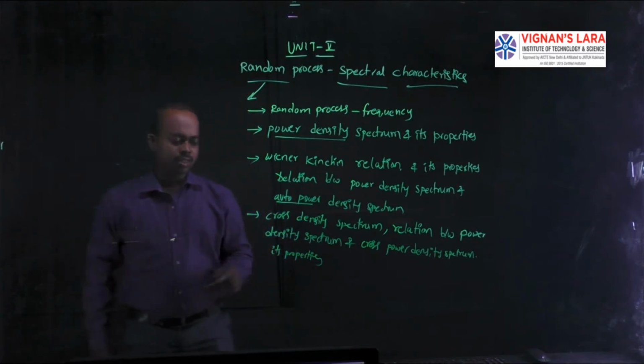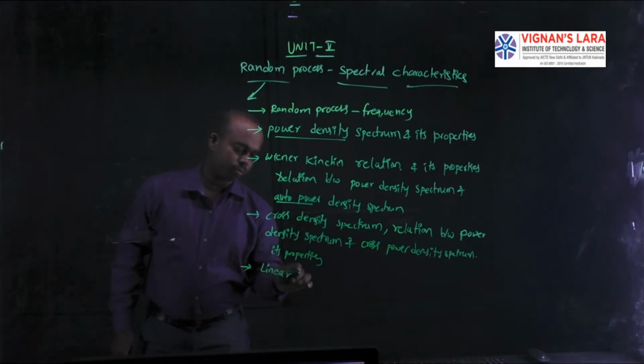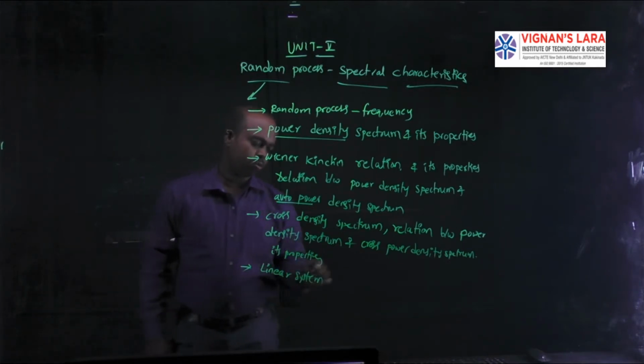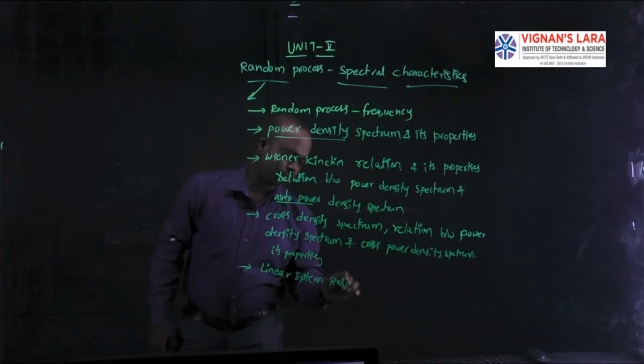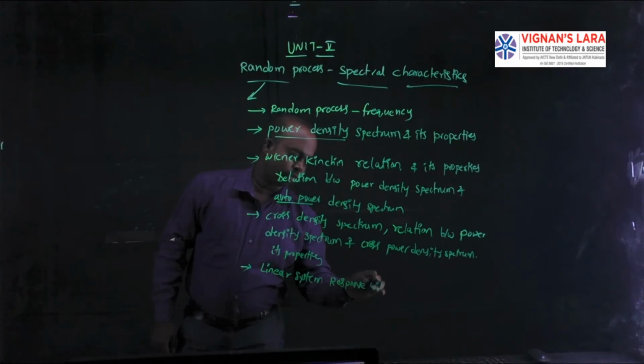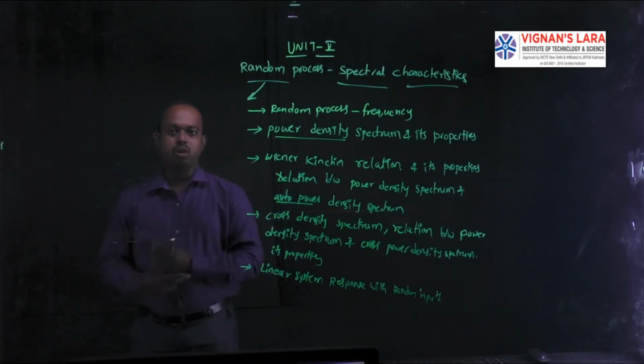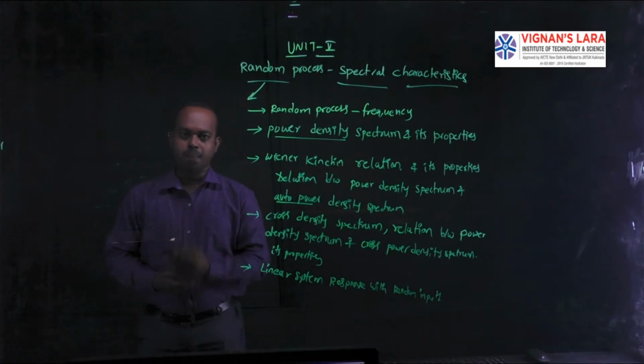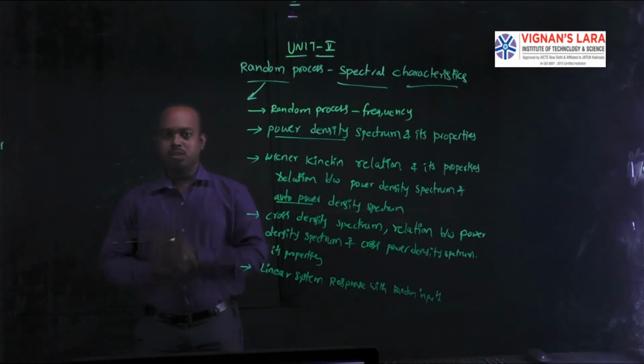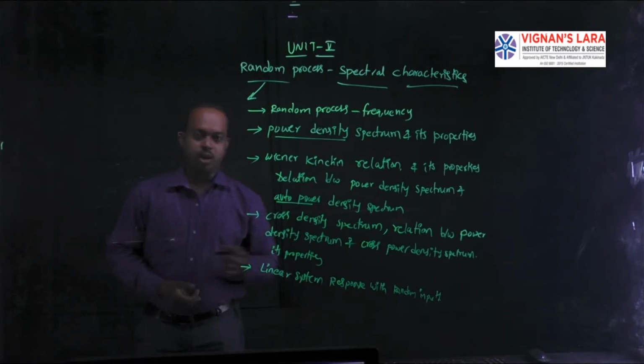Apart from that, the second part is linear systems response, linear systems response with random inputs. In this part, we discuss what the system is, what the input is, and what the output is. Now, how the system responds when applying the mean value, the autocorrelation, and the cross correlation function, what the response of a system is, we discuss in this part.